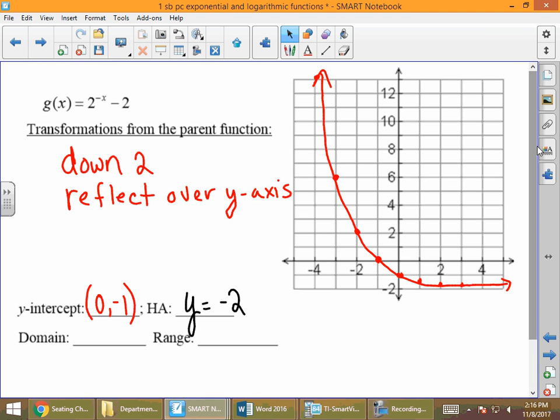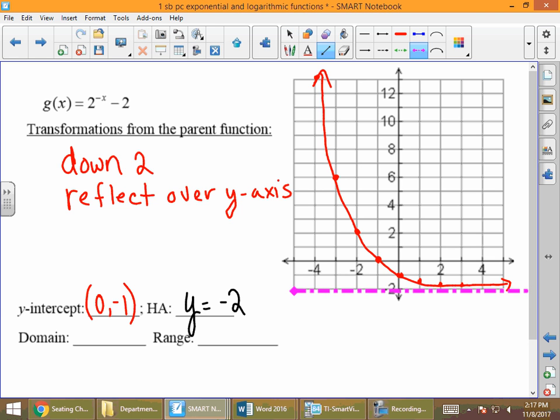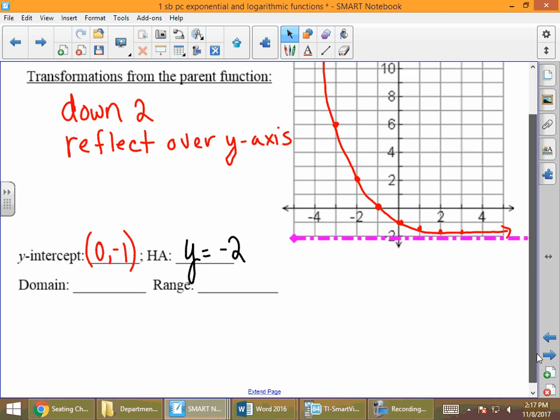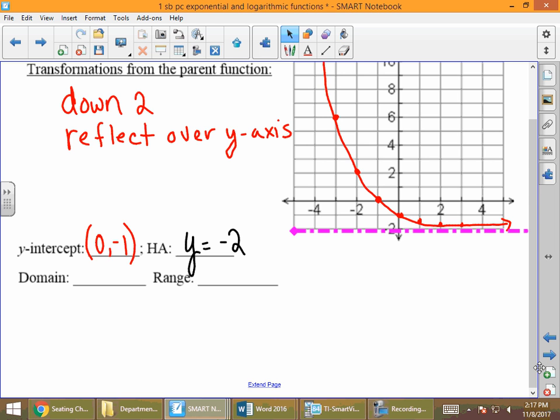You could even see it a little bit in our table. And I didn't do every single value, but 4 was -1.9. And I don't remember what 5 was. But we're getting closer and closer and closer to -2. And there's this relationship between the horizontal asymptote and the range. And that is that it's going to be -2 to infinity. Our graph is every value above that purplish line. And then the question becomes, is our domain on this one still all reals? And it is.